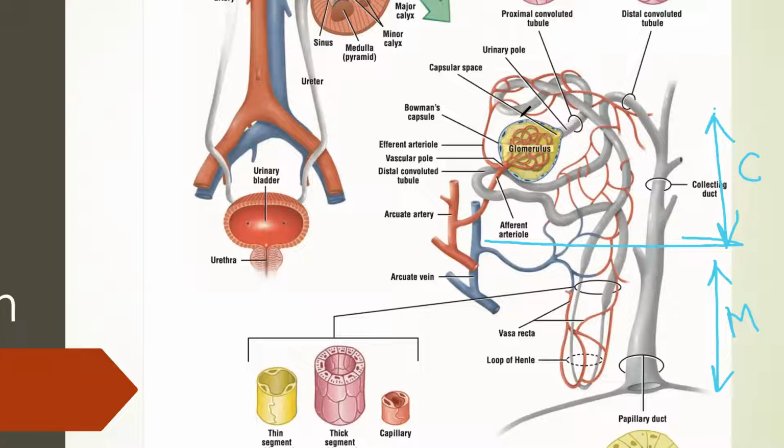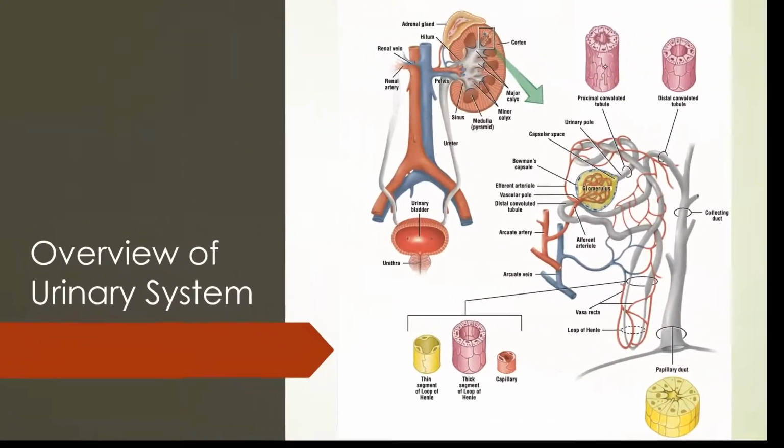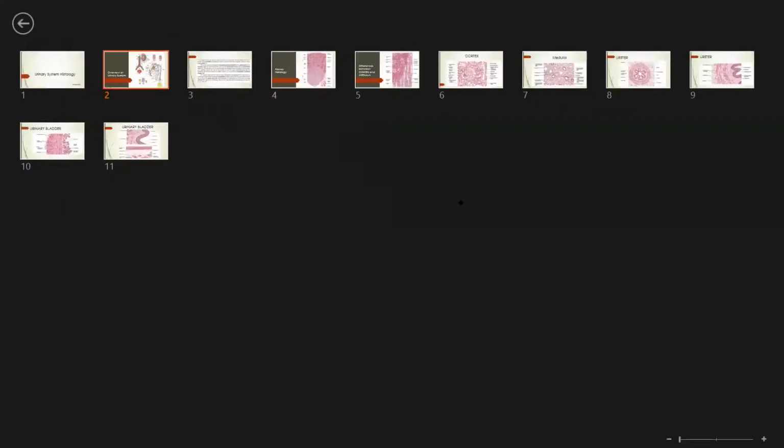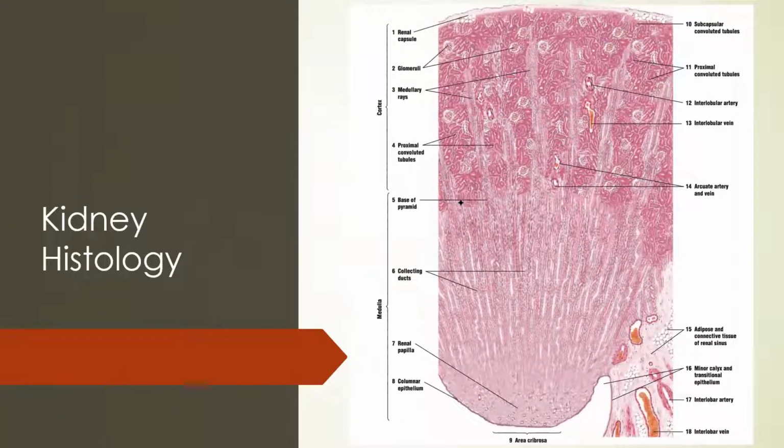So when you want to check the histology structure of the kidney, you need to pay attention to which parts you can see in the cortex and which parts are located in the medulla. Now, in this picture, you can see kidney histology.